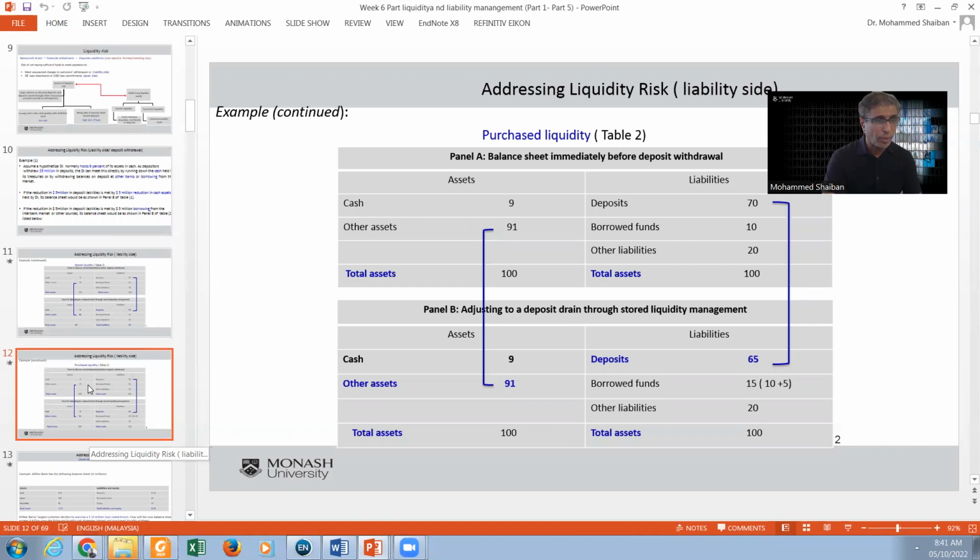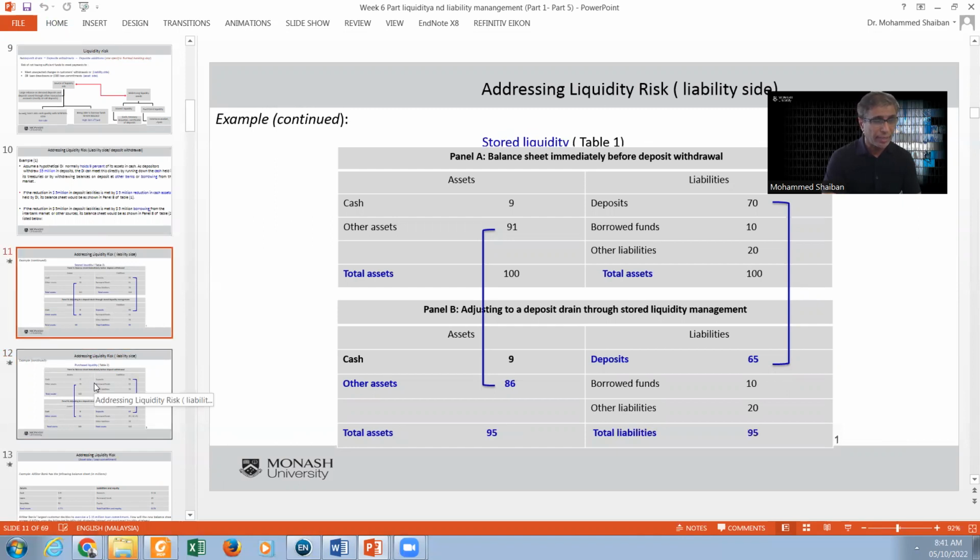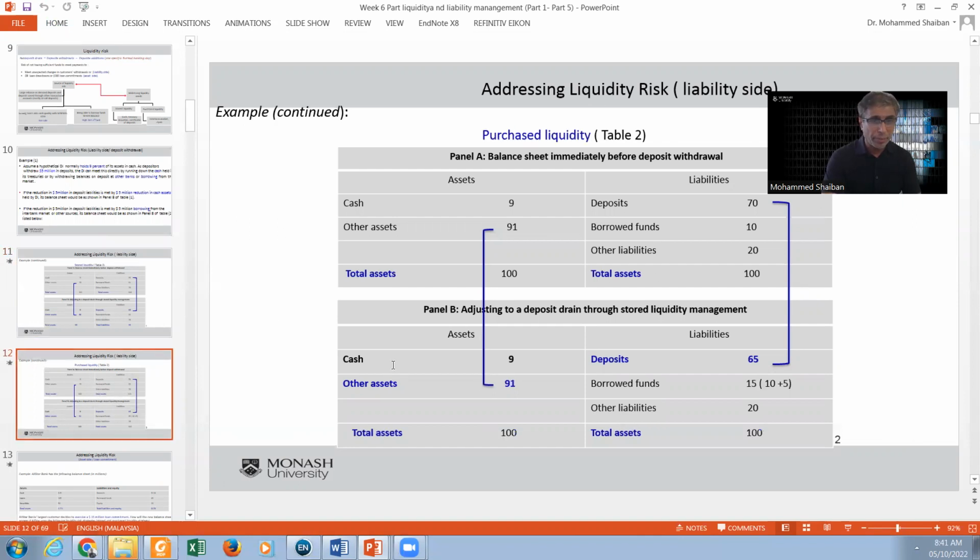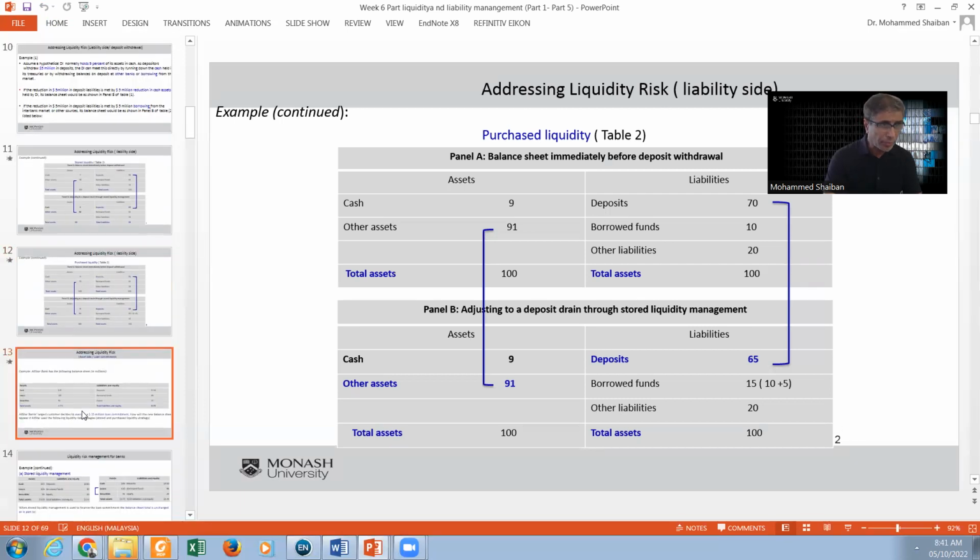The other case is when the liquidity problem is coming from the liability side, which is deposit withdrawals, and then we finance it from the asset side, which is the stored liquidity or the purchase liquidity. There'll be some impacts on the balance sheet. You have to be aware of what will happen to the balance sheet under those four cases.